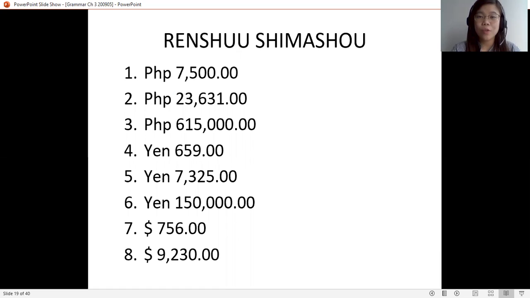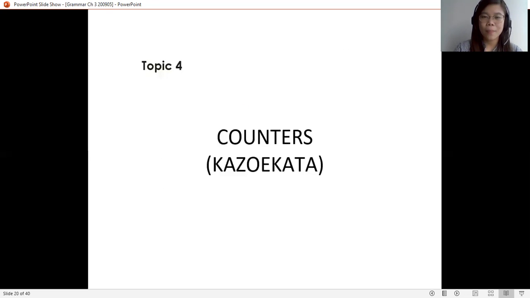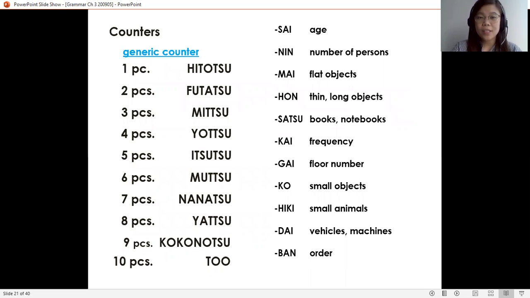Okay, any questions so far for the counting and phone numbers and the prices? Now let's move on to counters. In Japanese, there are different counters that you use depending on the kind of item that you are counting. But first, let's go to the generic counters before we move on to the special counters. These generic counters are kind of similar to the piece in English, and you have your generic counters here from 1 to 10.